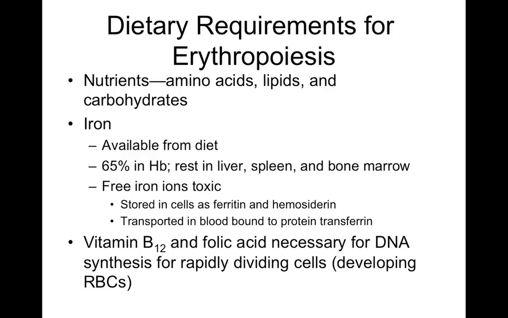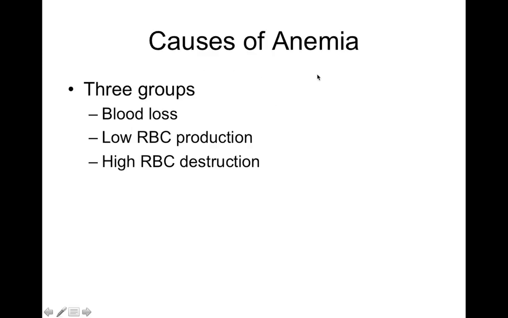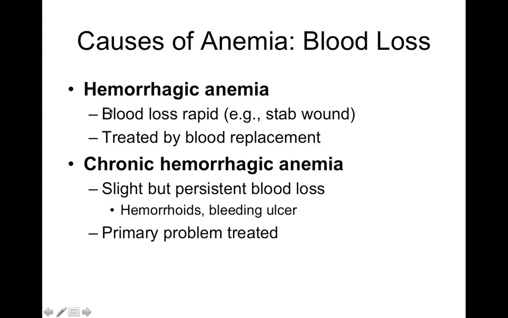So it's interesting. Now there's different causes of anemia. It can come from blood loss, like menstruation, or trauma. Otherwise, it can come from low red blood cell production or high red blood cell destruction. So hemorrhagic anemia just comes from blood loss that's rapid, like a stab wound. It's treated by blood replacement. And we talked about proper transfusions earlier, like who can receive blood from certain blood types. Otherwise, chronic hemorrhagic anemia is a slow but persistent type of blood loss.